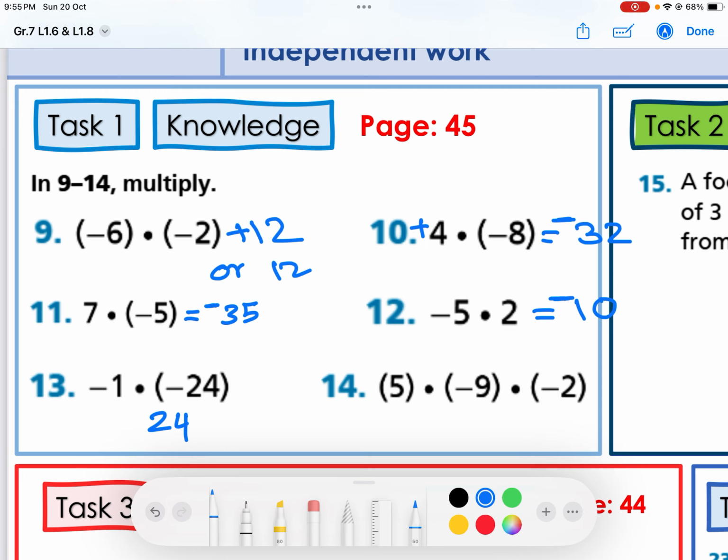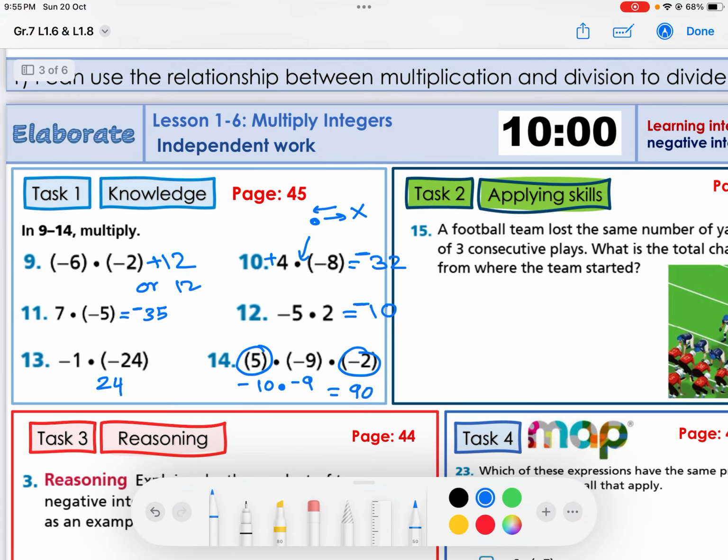Okay, here when you have three numbers and you want to multiply them, always pick the easiest two, the smallest two. So I'm going to pick 5 and 2. So 5 times 2, that's 10, and the sign will be negative. Then I will multiply it with negative 9. So ladies, be careful. This sign, the dot, means the same as multiplication. Now I'm going to continue the multiplication. 10 times 9, that's 90. Negative times negative will be positive. My answer is positive 90.